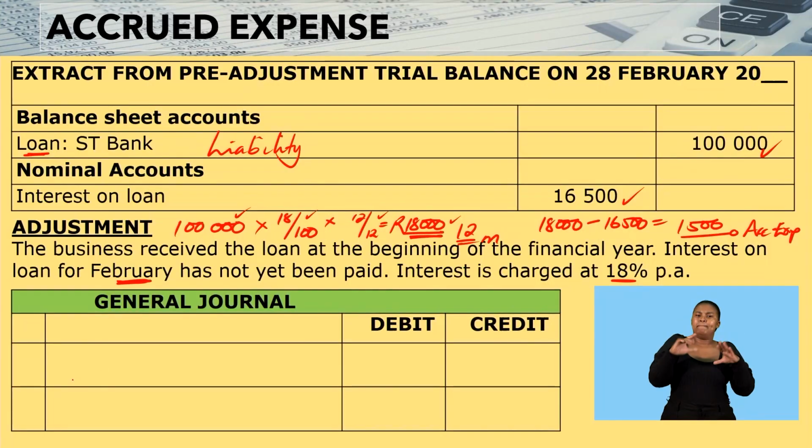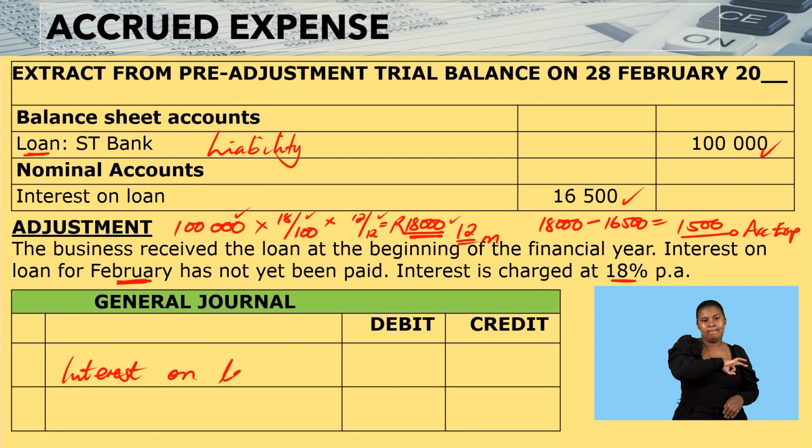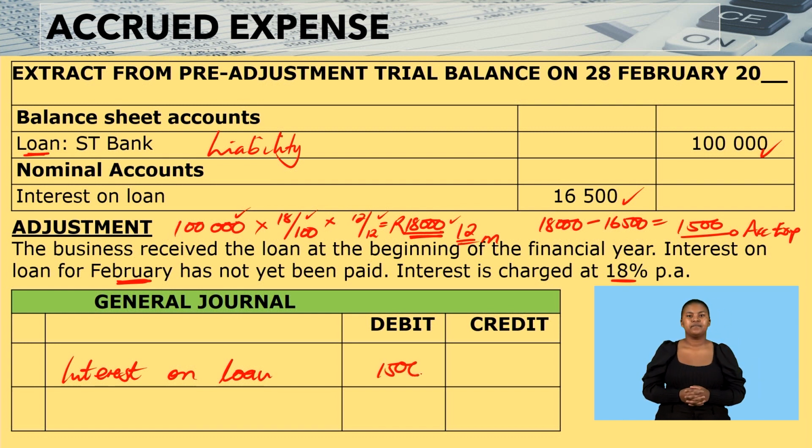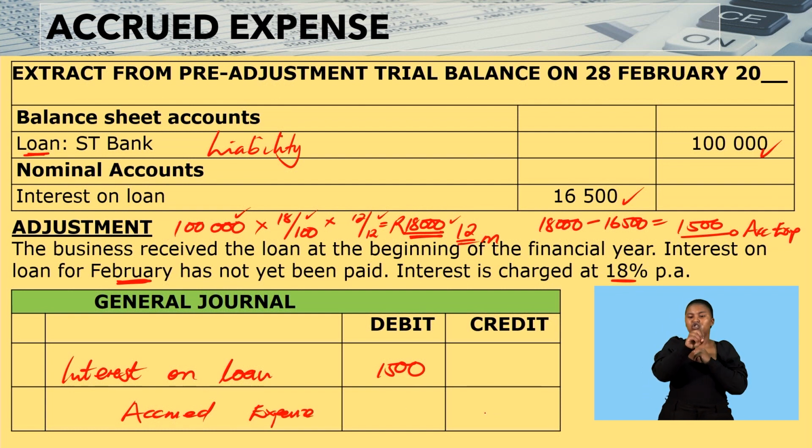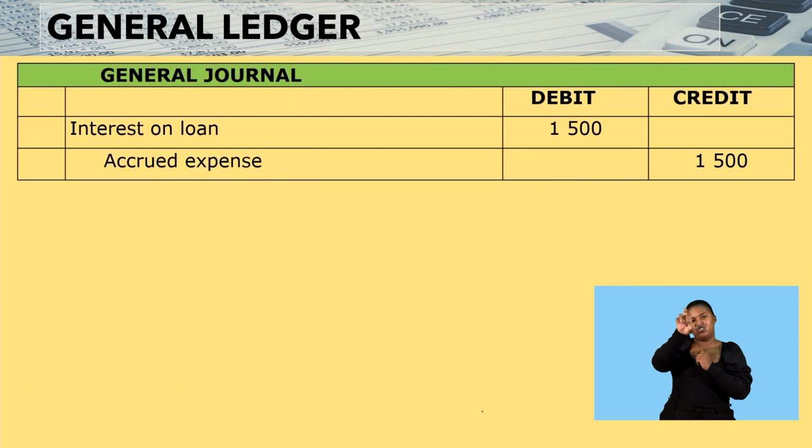The moment I have interest owing, I'll come then to my general journal and I'll debit interest on loan. I'll say interest on loan, and my interest on loan is 1,500. And then I'll credit my accrued expense. And I'll say here accrued expense is credited 1,500. There.